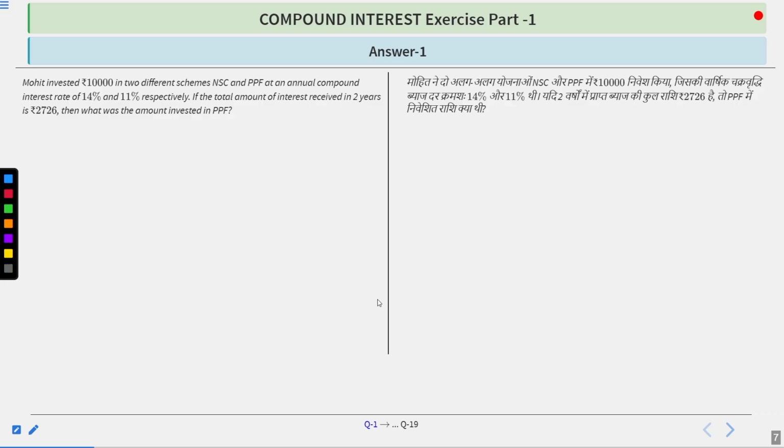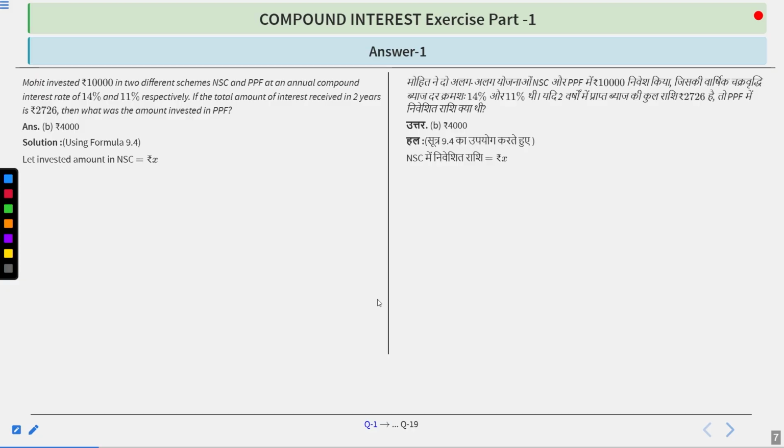The question said that Mohit has invested rupees 10,000 in two different schemes and they have different rates of interest, 14% and 11%. And total interest received after 2 years was rupees 2,726. Then we have to find the amount invested in the scheme which was named as PPF. Now the answer to this question is rupees 4,000 and we are going to use formula 9.4 to solve this question. Now let us have a look at the solution of this question.